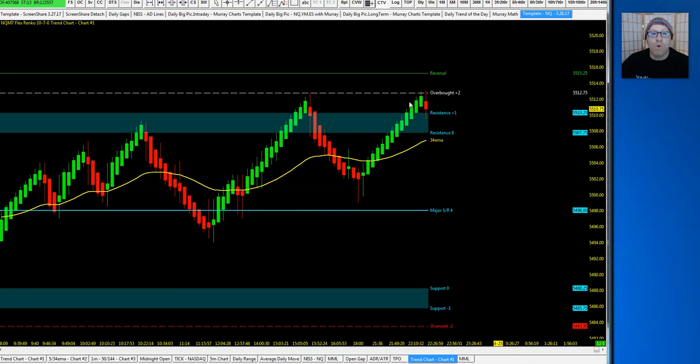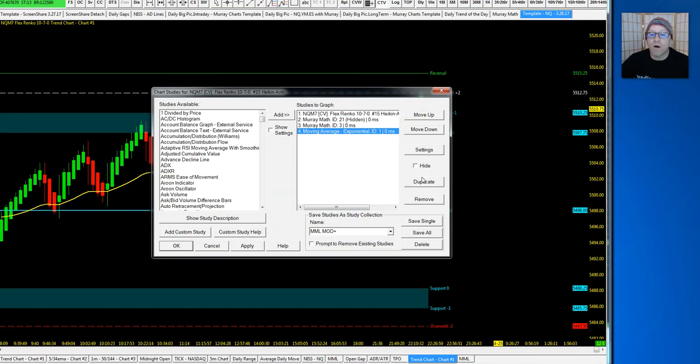But I prefer to watch them off a minute because I believe that MML was based on a minute chart, and you can use them on a range chart, but I prefer the overlay, and that's what I would like to show you right now is how I use that. All right, so let's go ahead and remove everything I just added, which was the Murray math level chart here.